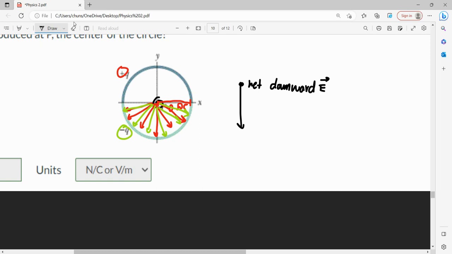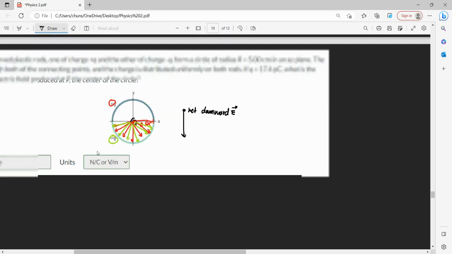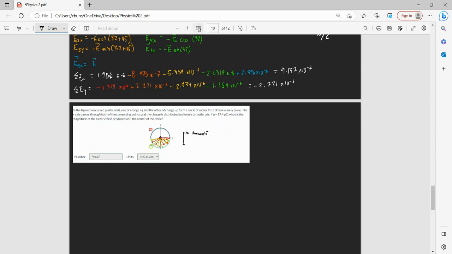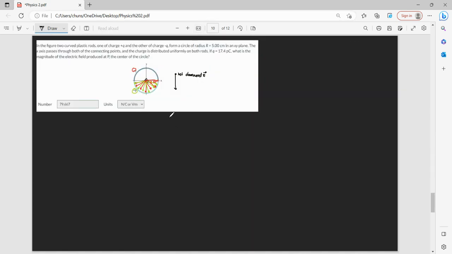Net downward field. So when we look at this one, it's kind of like the one previously, we have to use 2 of these values because we are accounting for everything from our top half and our bottom half, because they're pointing in the same direction.